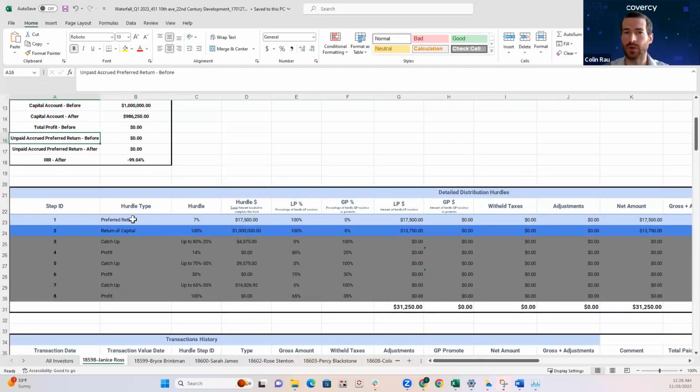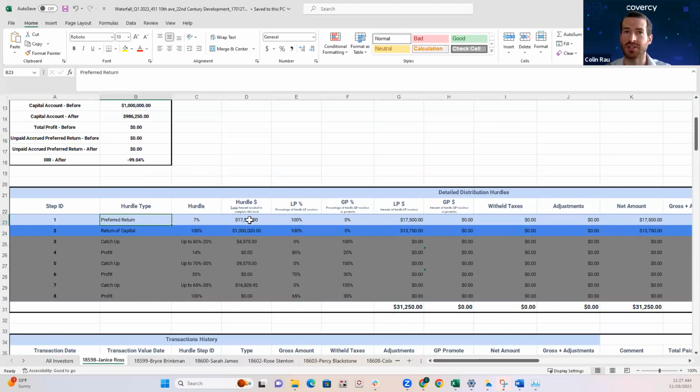And then the hurdles that we described earlier, we're going to lay those out for us here. So I said before, for my distribution, I've got a preferred return component, and then a return of capital. Once I meet my return of capital obligation, at that point, I might fall into some of these other hurdles. But at this point, we can see the payout here.